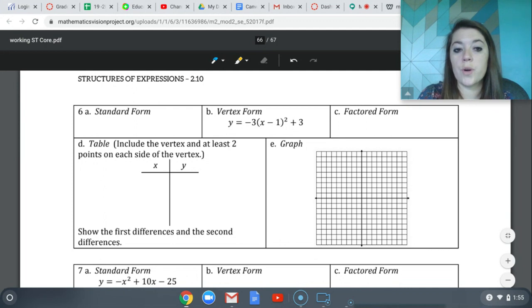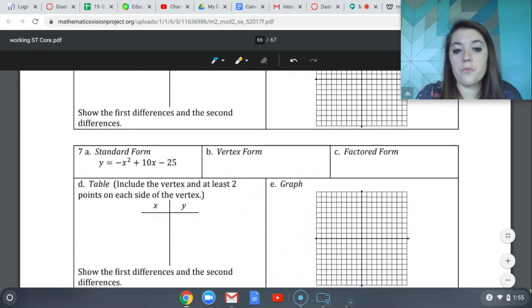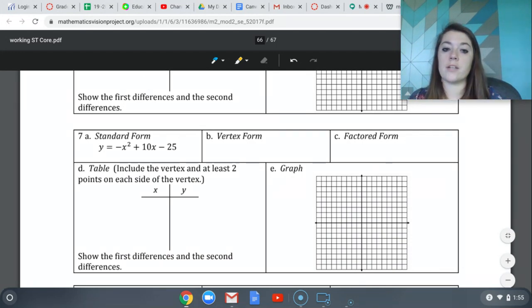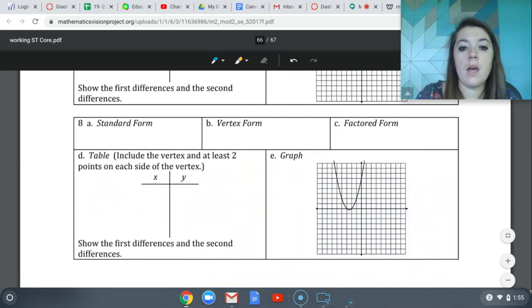You're given the vertex form. You need to go to standard and factored. On 7, you have standard form. You want to find vertex and factored. And I will tell you, sometimes your vertex form and your factored form are going to be the same thing. So if from your vertex form there is no other way to factor it, because sometimes that might happen, then that's your answer. Sometimes that happens. So they can be the same.